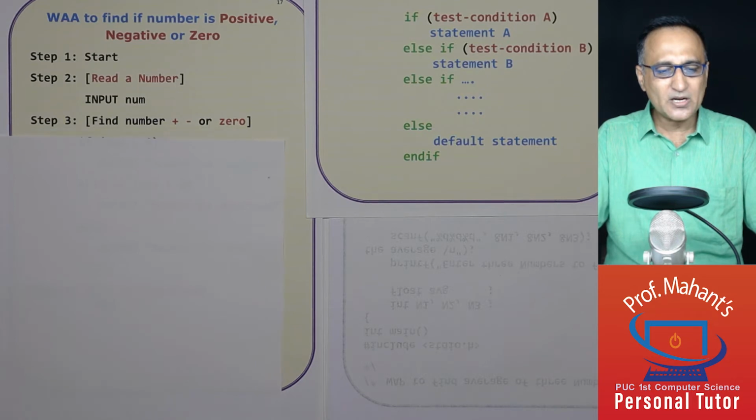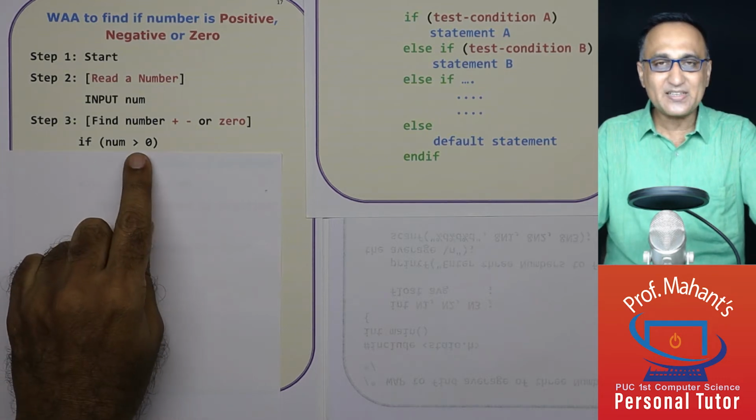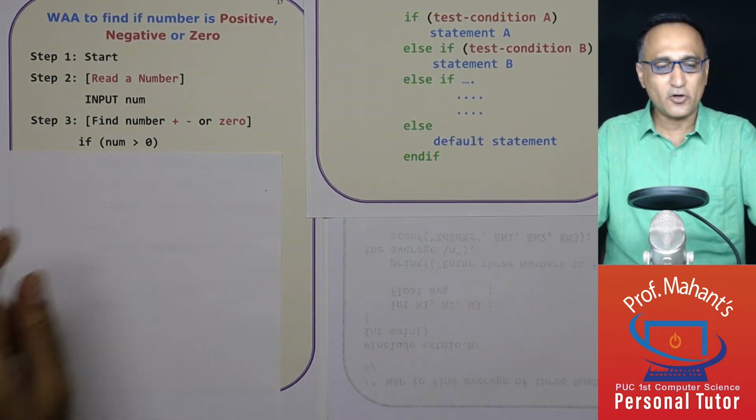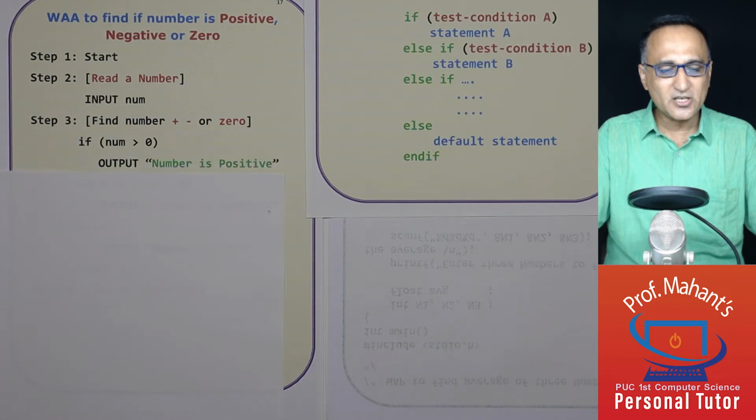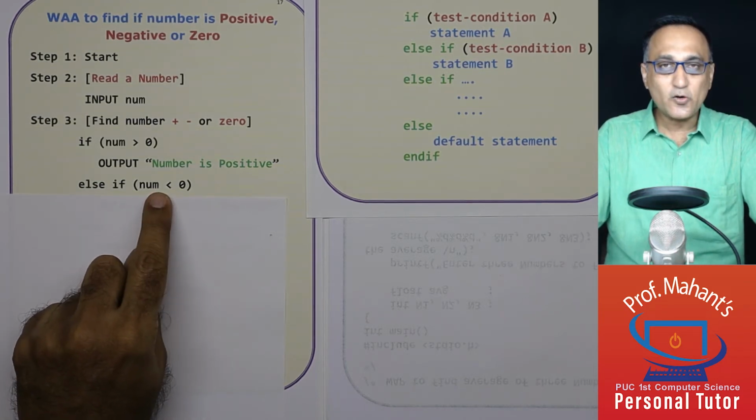So find out whether a number is positive, negative or 0. First, I'm going to check is the number greater than 0. Let us say the number is minus 10. Is minus 10 greater than 0? This condition is false. So it will not execute this output statement. It will come here. Is minus 10 less than 0? This condition is now true.